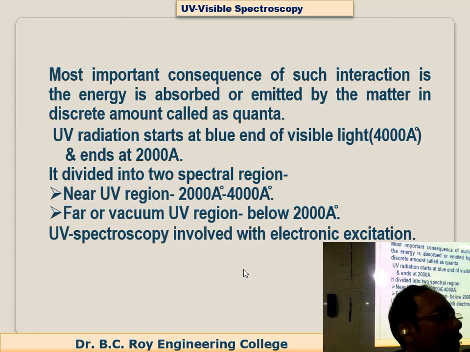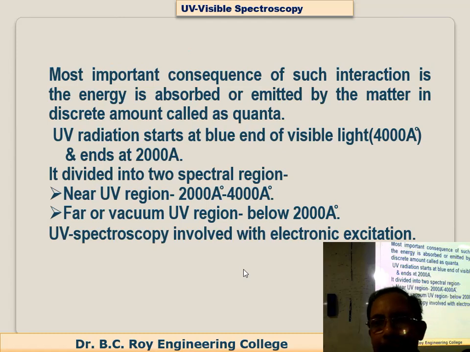Interaction means that energy and matter interact, and energy is absorbed or emitted by the matter in discrete amounts called quanta. Some quantum of energy is absorbed by the material and some is emitted. That we are analyzing. UV radiation starts at the end of the visible light, 4000 angstrom, and ends at 2000 angstrom. It is divided into two regions: near UV, which is 2000 to 4000 angstrom, and far UV, below 2000 angstrom.